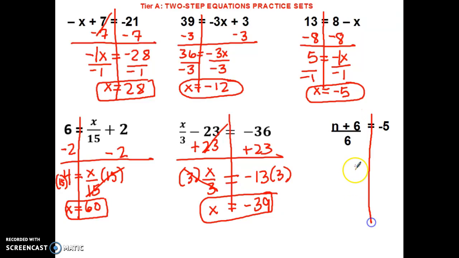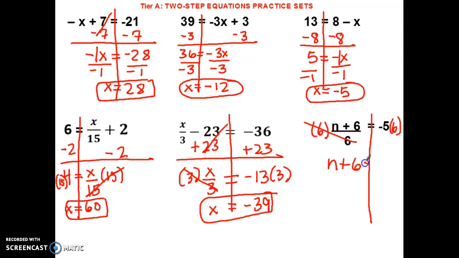Okay, everyone, the big fraction bar. So we will touch the variable last. So this is up here with the variable. So don't think about subtracting 6. Think about getting this away from the variable. So this is dividing everything by 6. So instead of dividing everything by 6, we will multiply. Multiply everything by 6. Those 6's cancel.